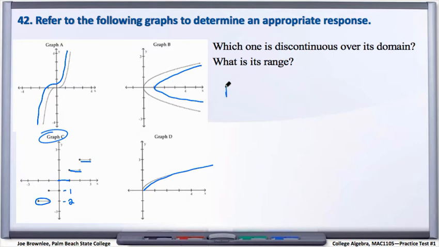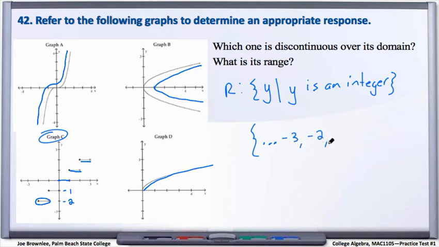So for the range, you can say one of a couple things. Like you can say the range is y such that y is an integer, or you could go ahead and actually list what some of these numbers are, for example. So you could list -3, -2, -1, 0, 1, 2, 3, and continue. So really either way is fine.